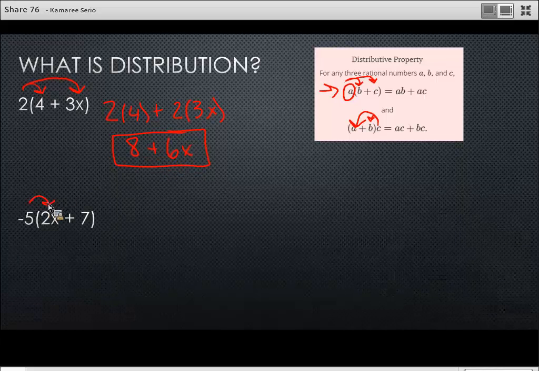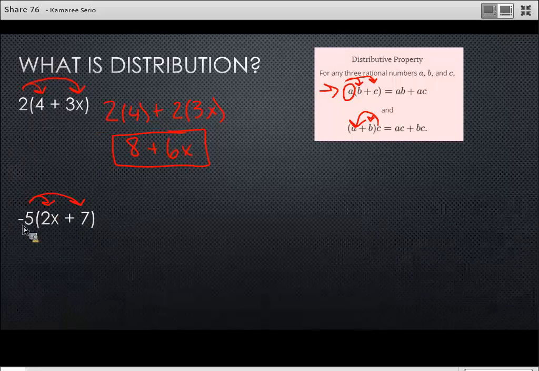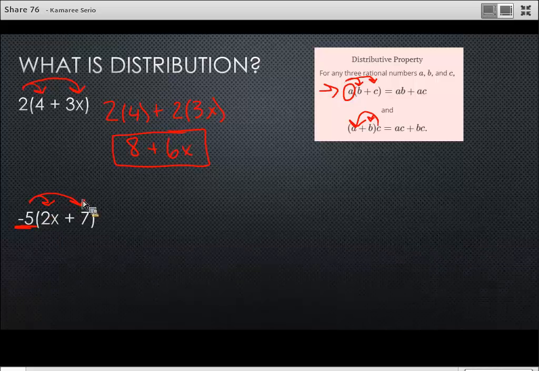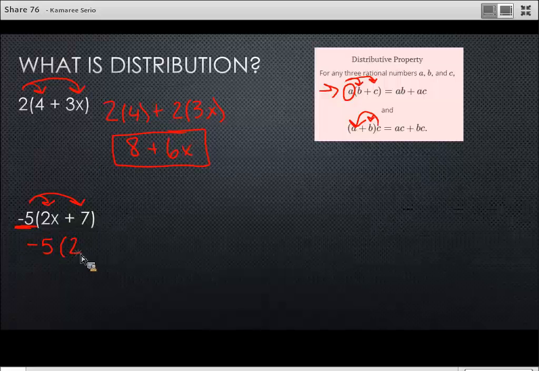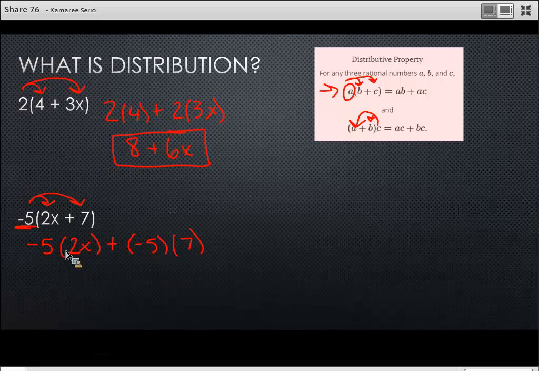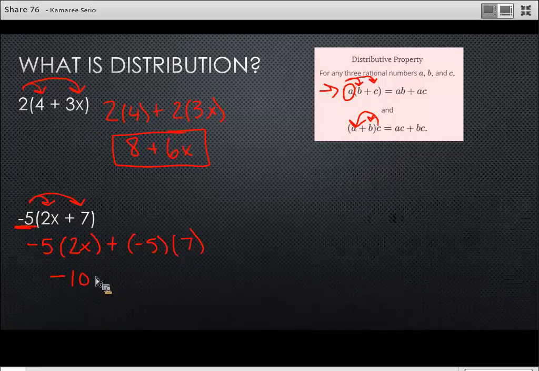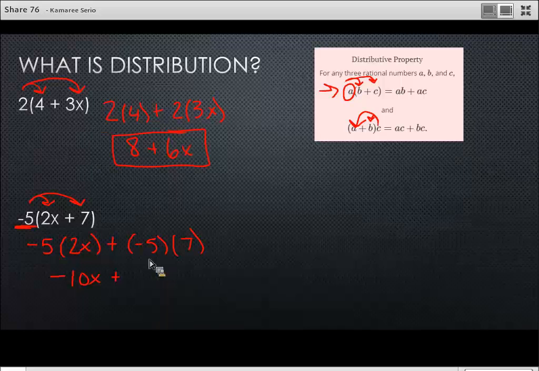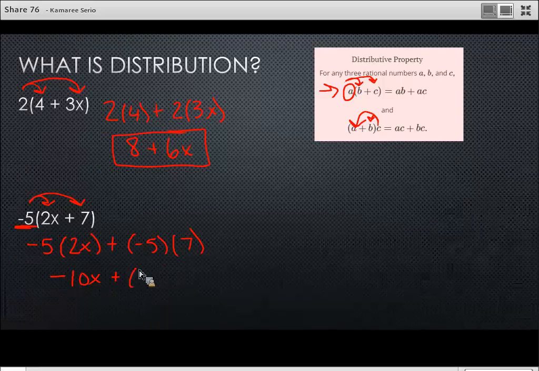And then let's try this next one. Remember, the number that is outside of the parentheses is what gets multiplied to everything inside. Okay, so I have negative 5 times 2x plus, I have negative 5 times 7. Okay. Now if I have negative 5 times 2, it's negative 10x. Don't forget your x goes along for the ride. Plus, negative 5 times 7 is negative 35.